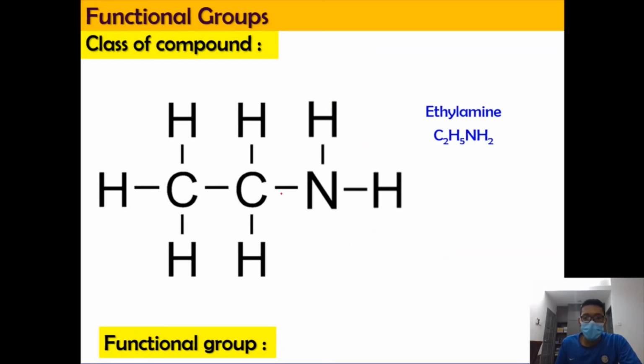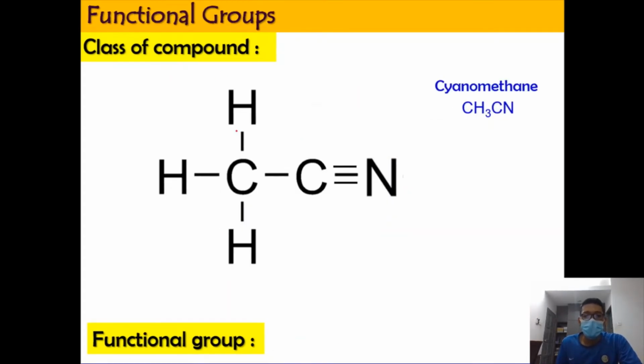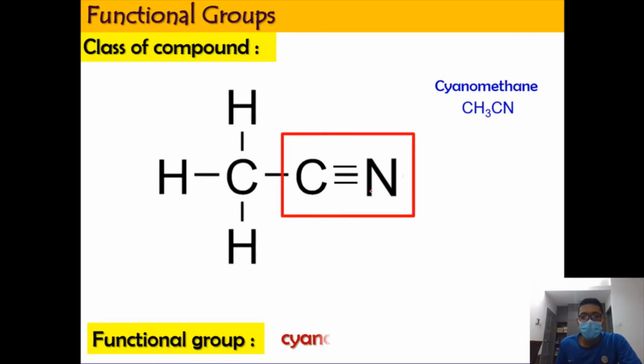Meanwhile, if there is no C double bond O and just the NH2 stands alone, you can say that it is an amino group. For the amino group, the C and N are attached together and N has hydrogens attached to it. So it is an amino group, and the class of the compound is going to be amine. Meanwhile, the most distinctive feature here is C triple bond N. This refers to the cyano group, where the class of the compound is going to be nitrile.